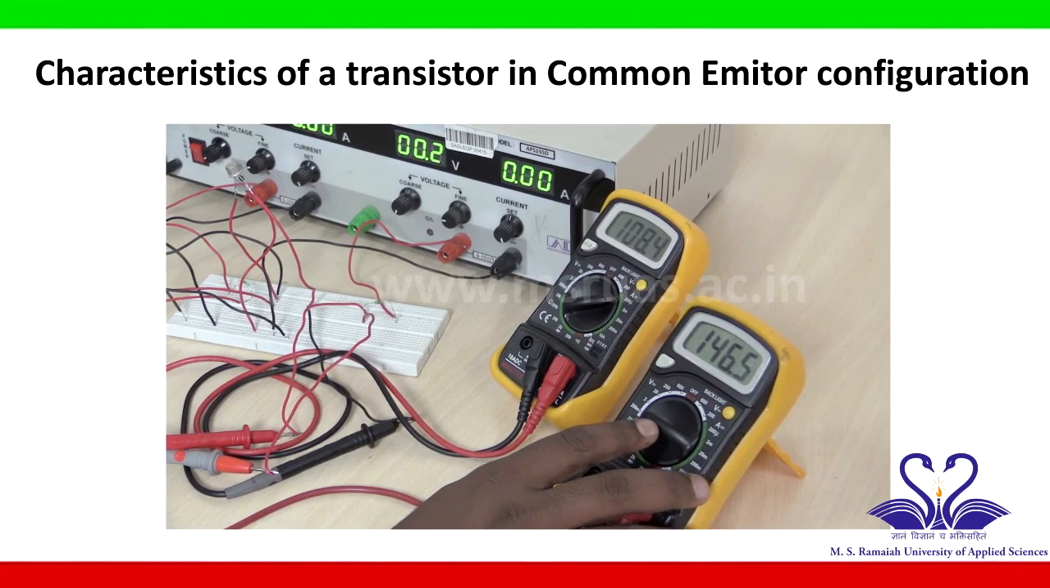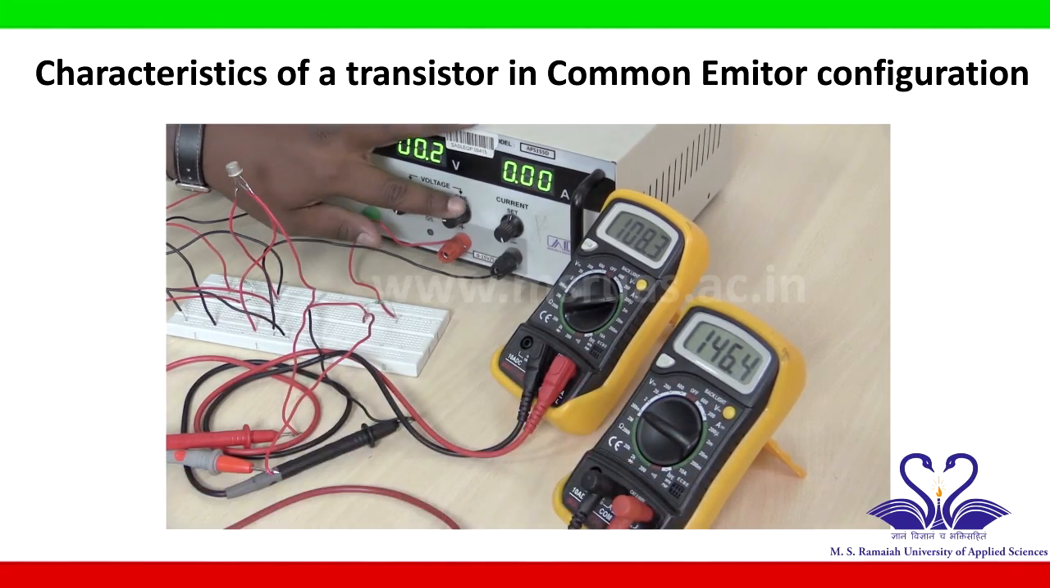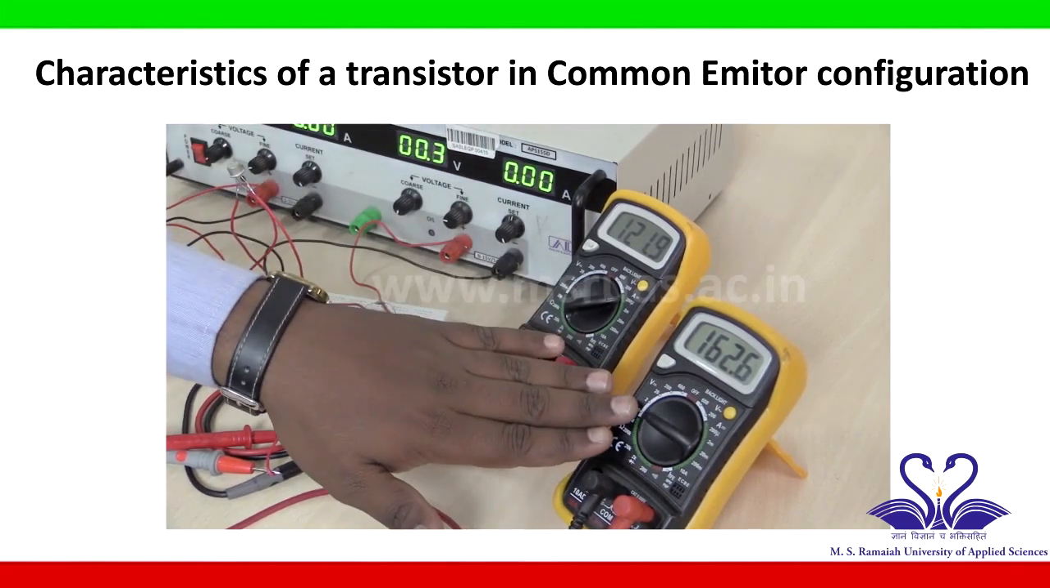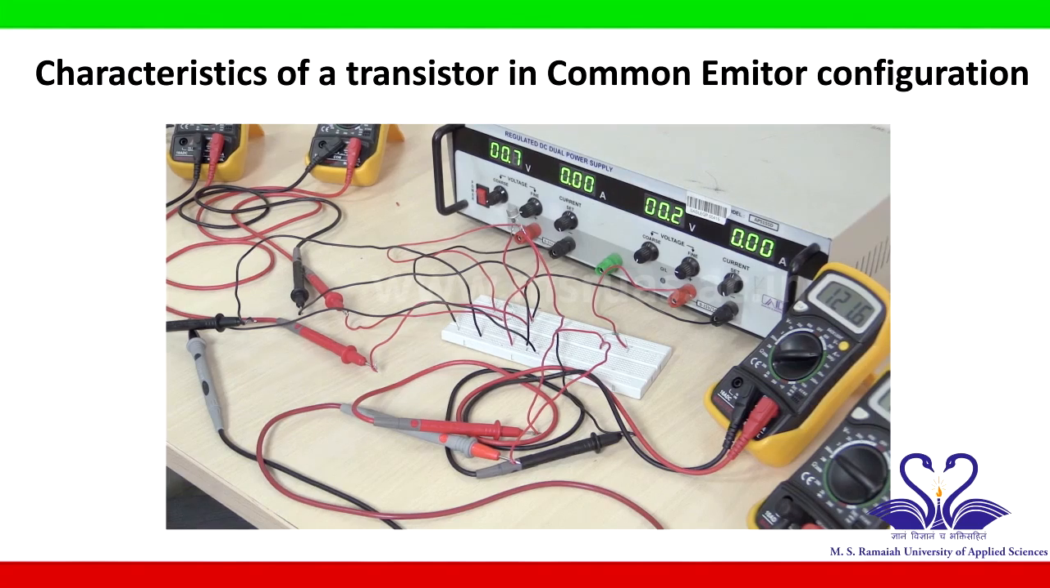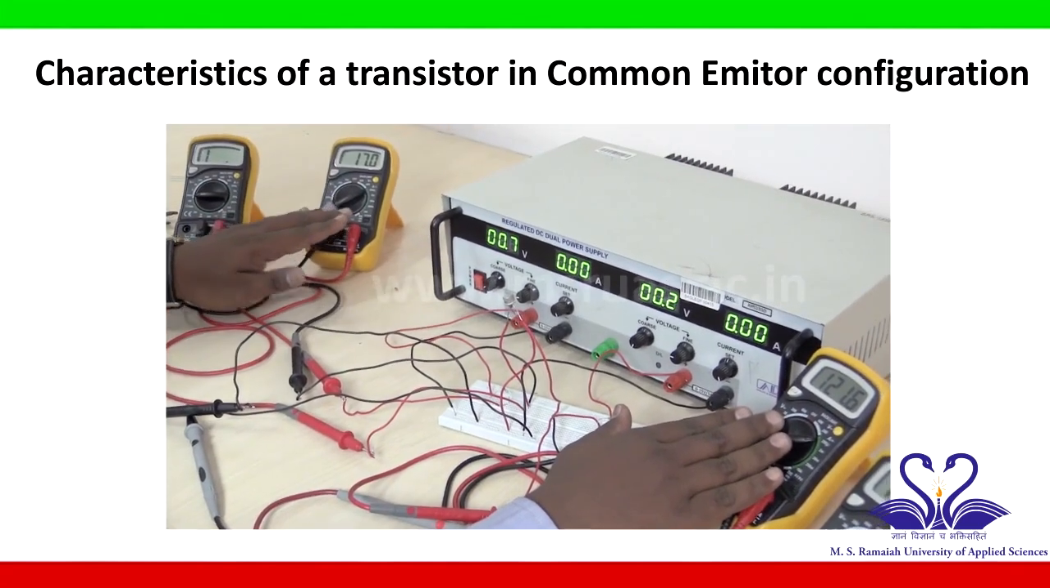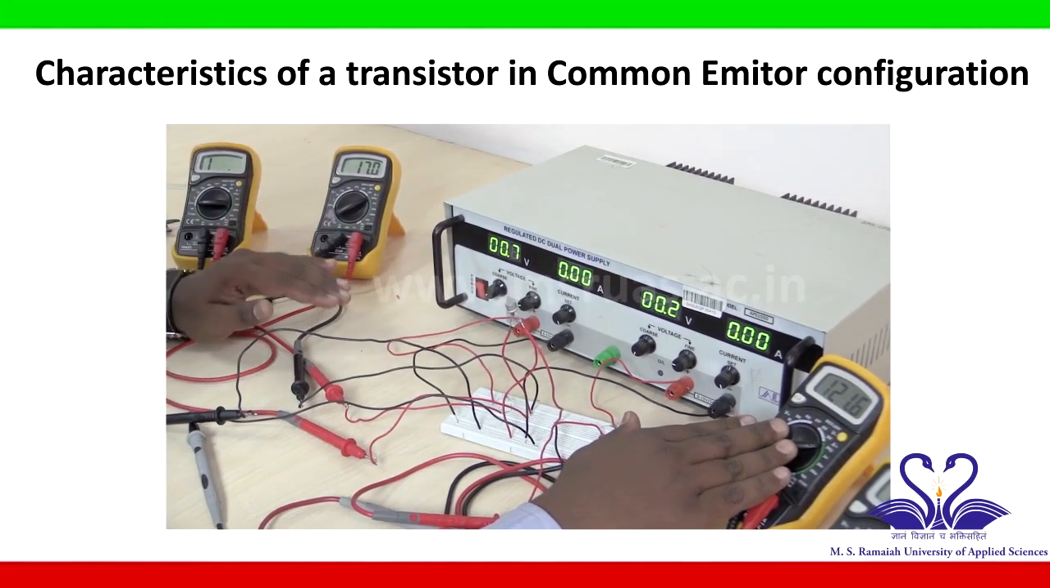Note down these readings in a tabular column and continue this variation of VCC, that is vary in steps of 0.1 up to 1 volt. After 1 volt, vary in steps of 0.5 up to 6 volt. Note down the corresponding IC and VC in a tabular column. Once we have taken all readings for IB equal to 20 microamps, next we have to repeat the same process with IB equal to 40 microamps.